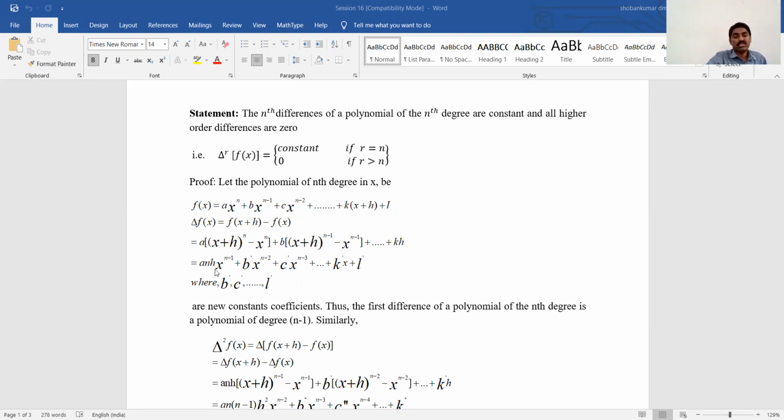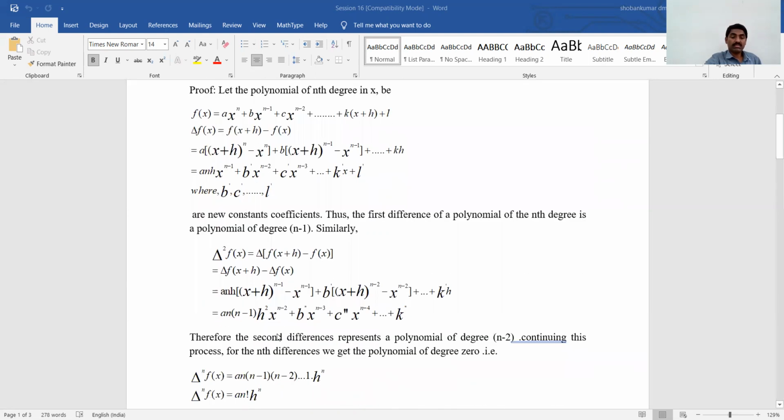we get a n h x to the power n minus 1 plus b dash x to the power n minus 2 plus c dash x to the power n minus 3 plus and so on, k dash into x plus l dash, where b dash, c dash and so on up to l dash are coefficients of x. Thus, the first difference of a polynomial of the nth degree is a polynomial of degree n minus 1.